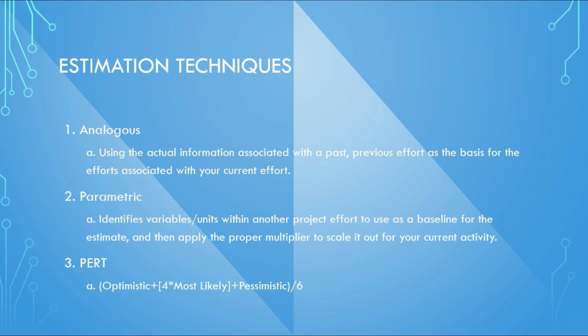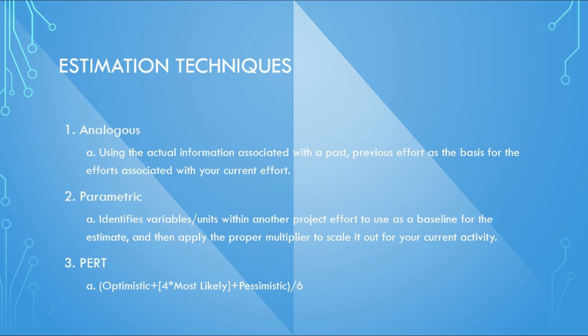Now that we have our list of activities and an understanding of the work associated with those activities, we need to estimate the work durations associated with those activities. There are three primary approaches you'll need to be familiar with for the PMP exam when it comes to estimating activity durations: analogous, parametric, and three-point, or PERT. An analogous estimate is when you use the actual information associated with a past, previous effort as the basis for the efforts associated with your current effort.